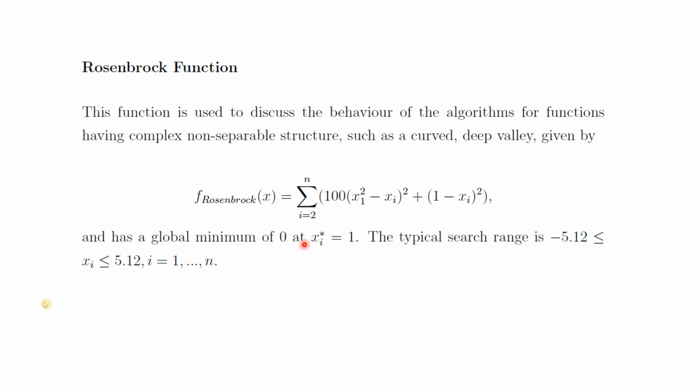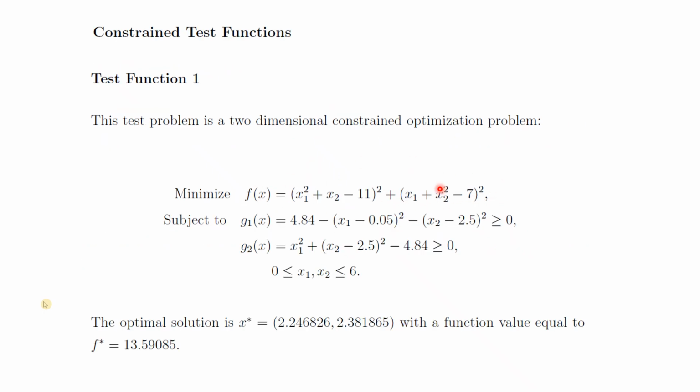And this is another very popular objective function, which is called the Rosenbrock function. The Rosenbrock function is generally used as a minimizing function. You have to find the minimum value such that the range of x1 and xi is within this value. So this is another unconstrained single objective function.